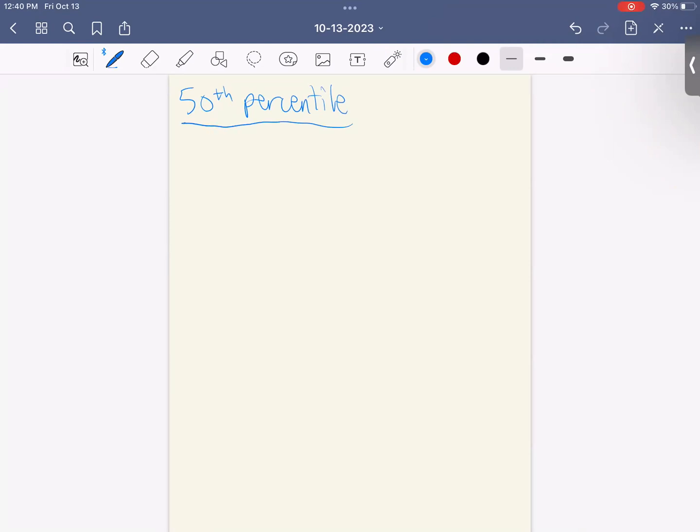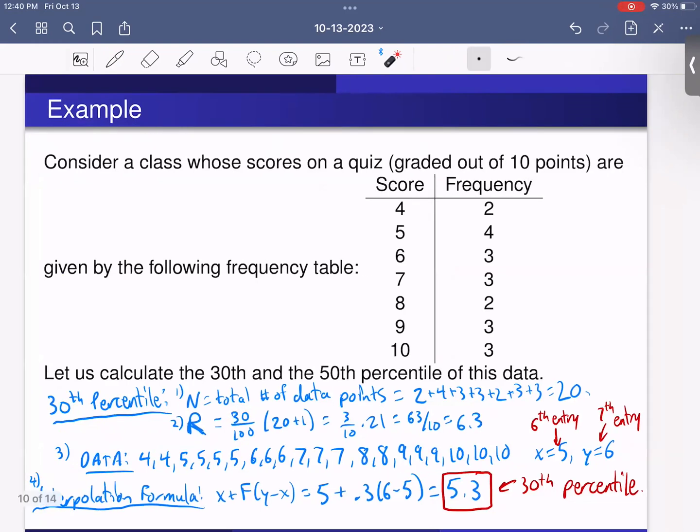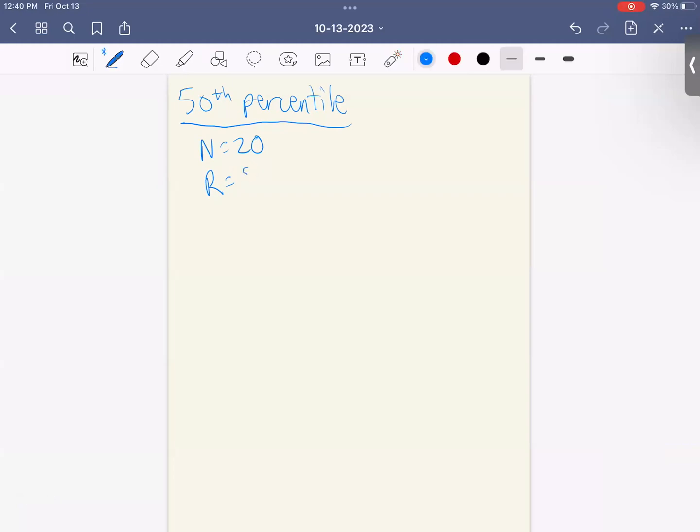Okay, so we still have N equals 20 because it's the same data. So for R, we use the same formula as we had over here, but instead of 30 over 100, we use 50 over 100, right? Because we use the percentile up here. This is P. So R is equal to 50 over 100 times 20 plus 1. Well, 50 over 100 is just 1/2, so that's just 1/2 times 21, which is 21 over 2, which is 10.5. So the rank is 10.5 for the 50th percentile, right?